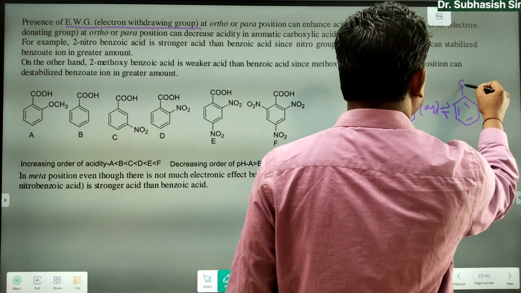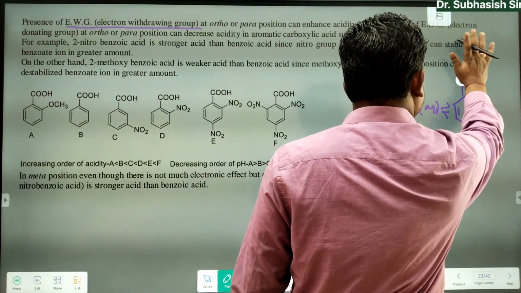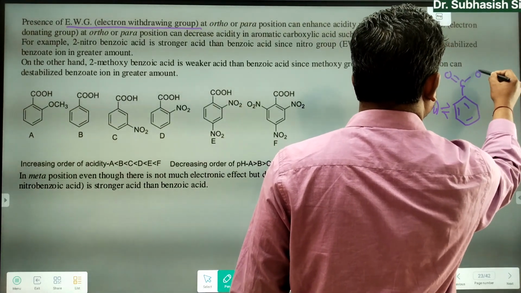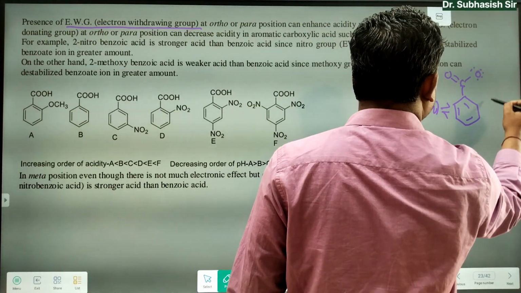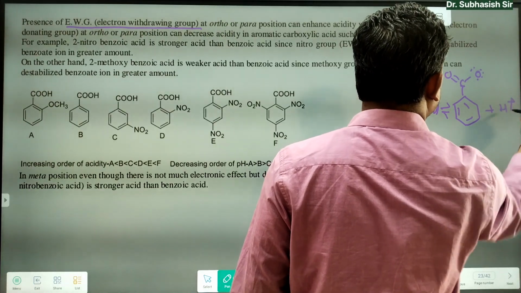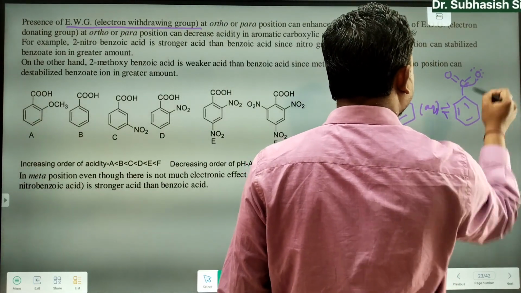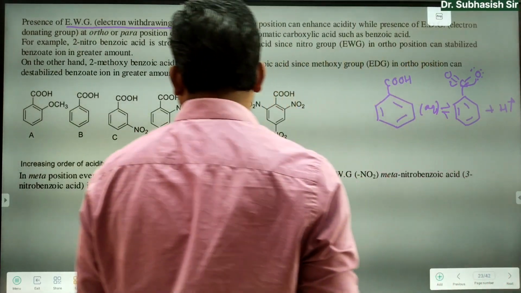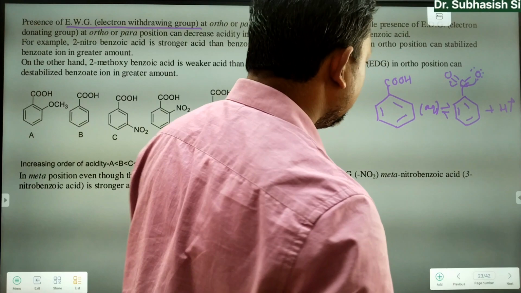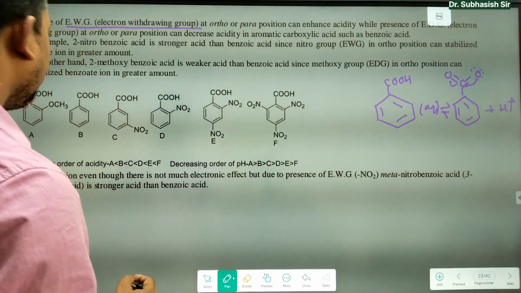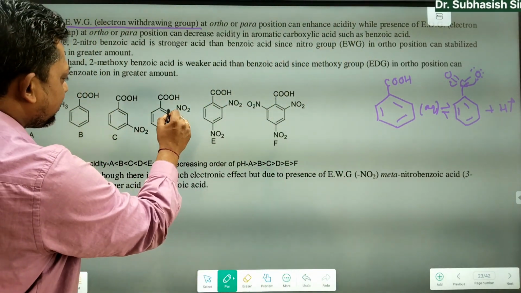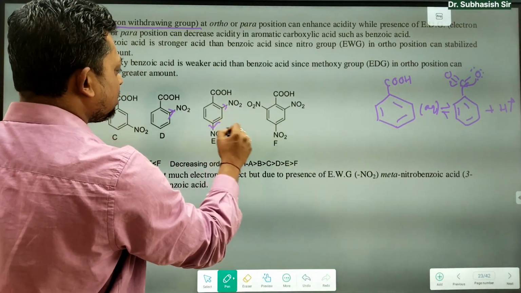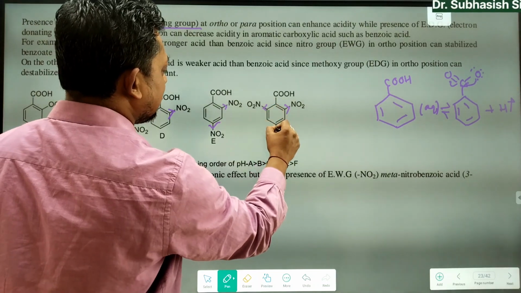This benzoate, you will have this benzoate ion, plus you will get hydrogen ion. Again, this benzoate ion is again stabilized due to what? Resonance, right? So these benzoic acids are also acidic in nature, but if you have an electron withdrawing group at ortho and para position, it can increase its acidity.